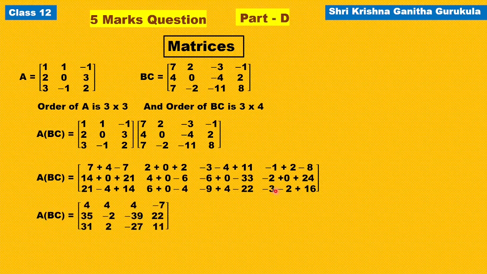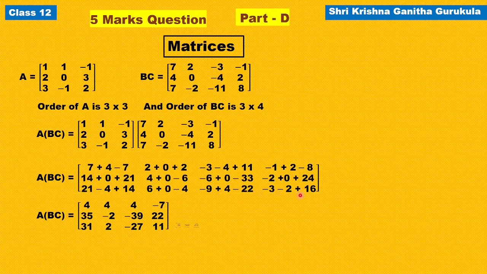Now one simplification. This will be 4. Then this will again be 4. And this will be minus 7 plus 11, which is again 4. Then this is 1 minus 8. So minus 7. Now this will be 35. And this will be minus 2. And this is minus 6 minus 33. So minus 39. And this will be 22. Then again this will be 31. This will be 2. This will be minus 27. And this will be 11.